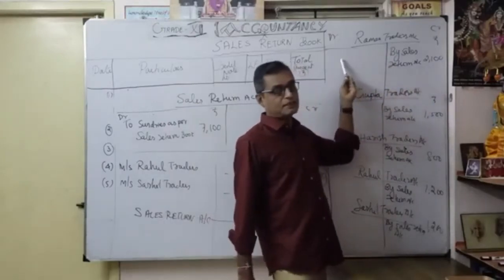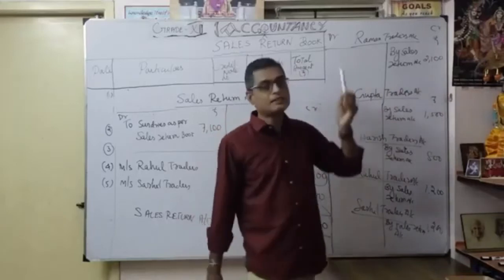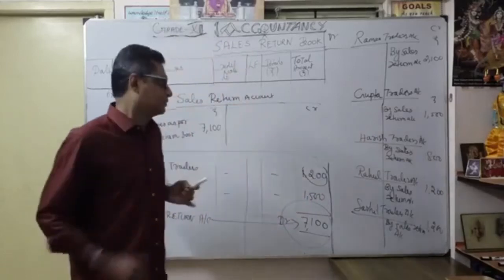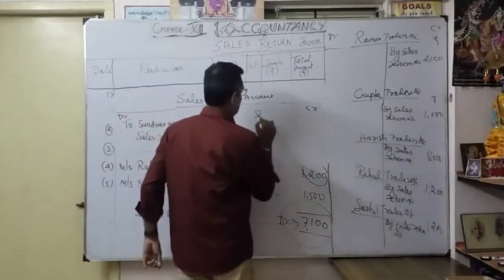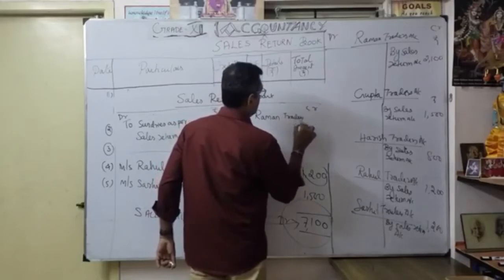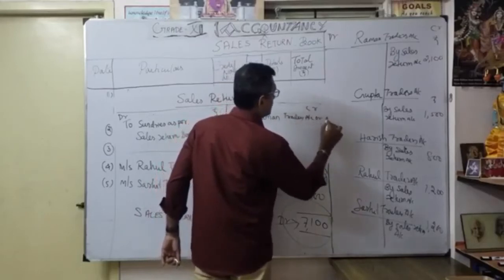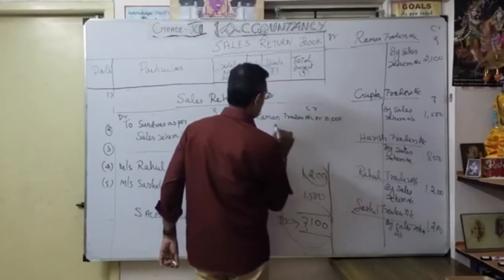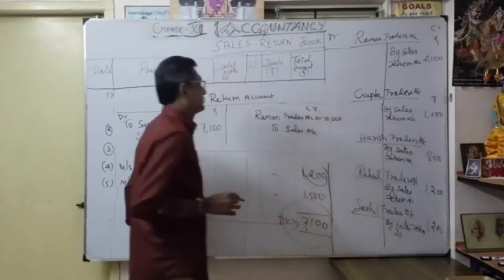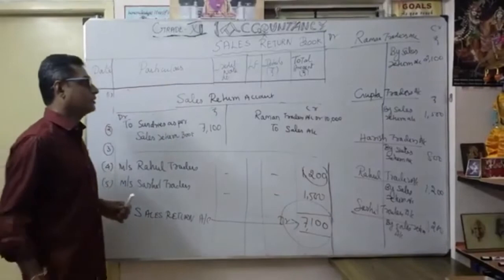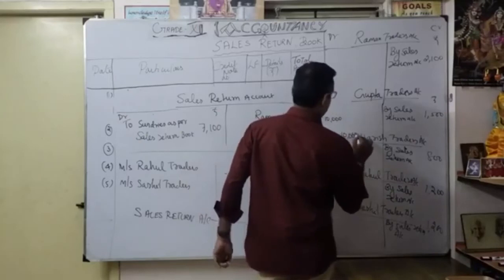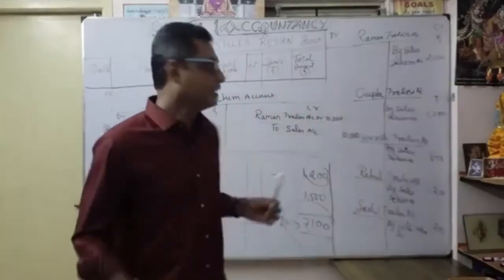For example, Raman Traders, we did some sales. Goods sold to Raman Traders, how much? Some 10,000. Okay, so I write the journal entry: Raman Traders account debit, how much? 10,000, to sales account. Raman Traders account debit to sales account 10,000. So this is what I did as my sales some days before. So this I am going to enter now.